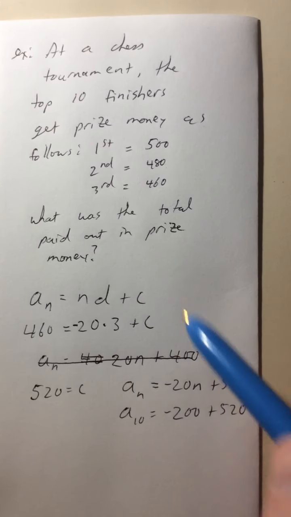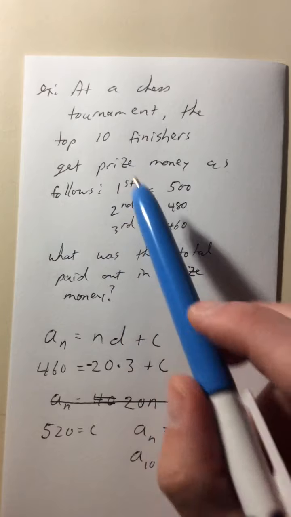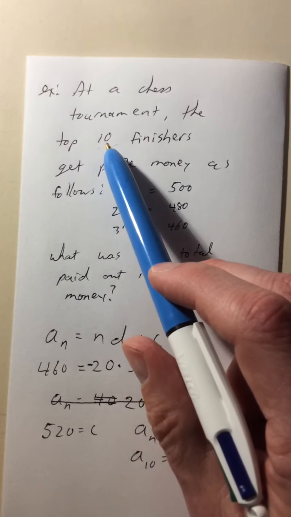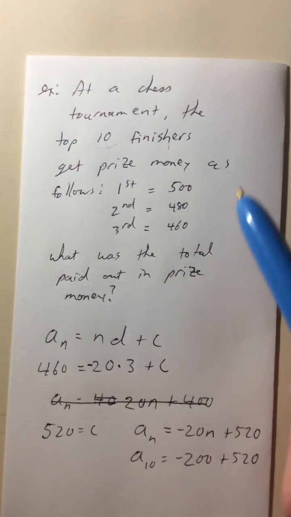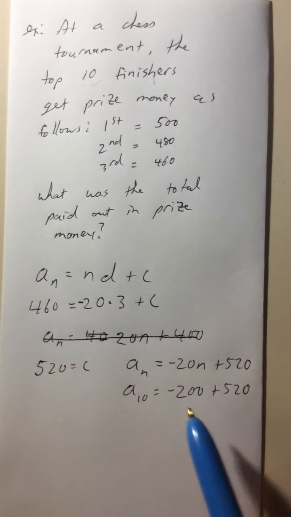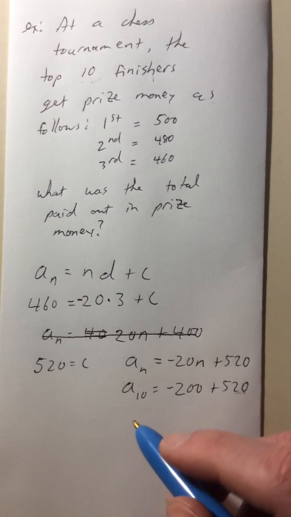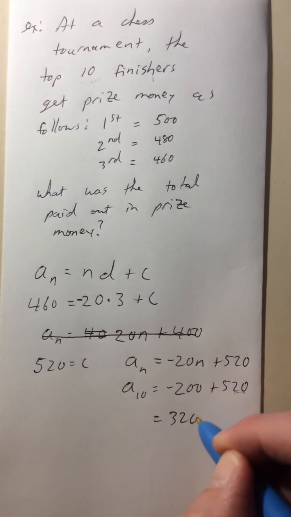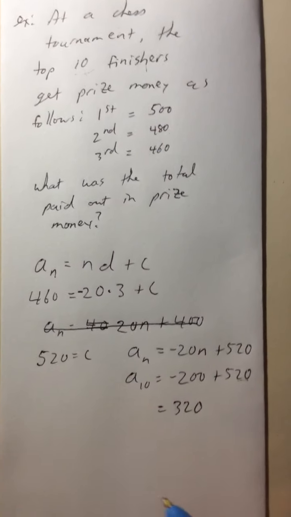And most of you are saying, you know, we could have had this a long time ago. And that's true. But of course, I give you a fairly simple thing here with only 10 finishers. But if this number was 100 or 1,000 or something like that, and obviously it wasn't a chess tournament, it was something else, you get the idea. All right, so 520 minus 200 is 320. So the 10th term is 320. The first term is 500, and we got 10 of them.